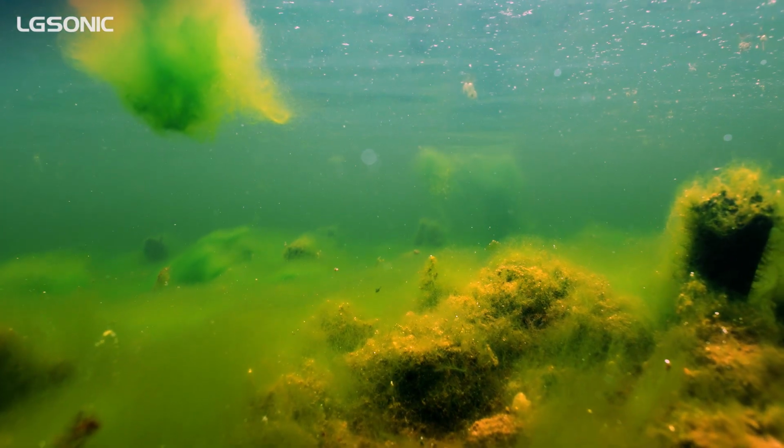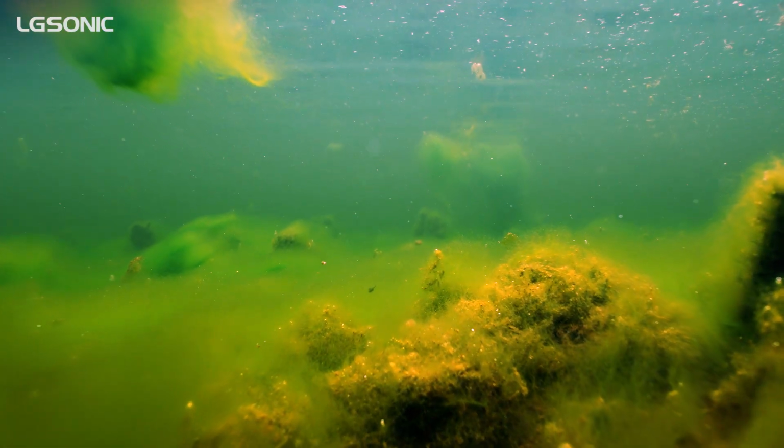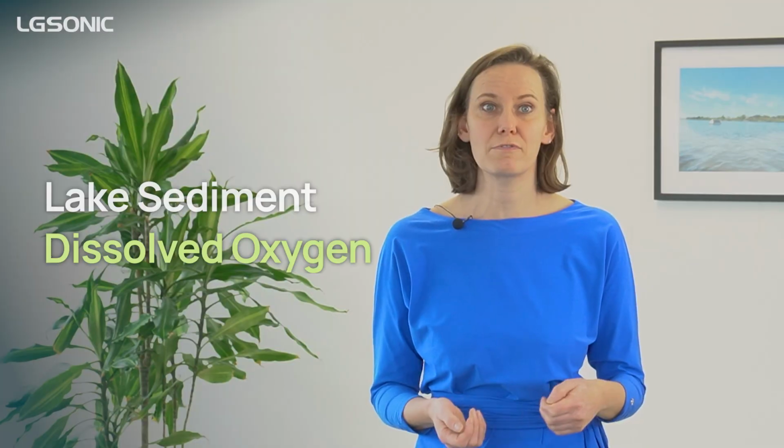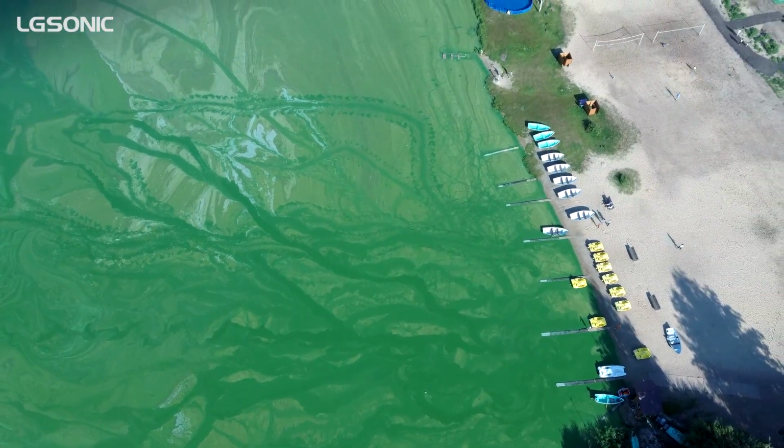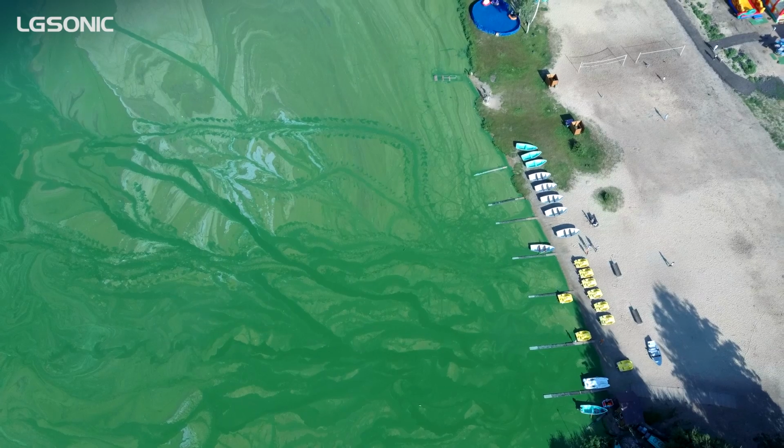The balance within an aquatic ecosystem or a lake is extremely fragile. That means that the smallest changes within, for example, the sediment of the lake or the dissolved oxygen levels or the nutrient levels can already trigger problems in the future, such as, for example, harmful algae blooms.